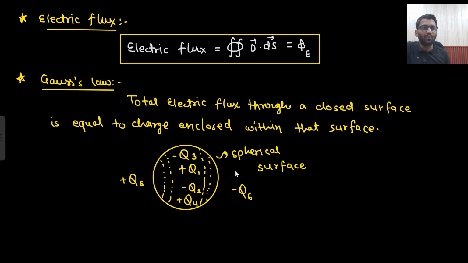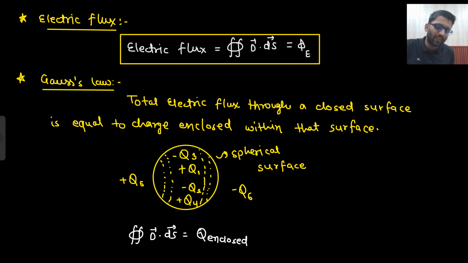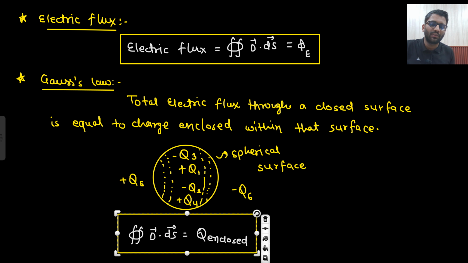Now there is a law called Gauss's law. I hope you must have studied it. What does it tell? It tells that the total electric flux through a closed surface is equal to the charge enclosed within the closed surface. So Q enclosed I am writing. This is what Gauss's law says: total electric flux through a closed surface is equal to the charge enclosed within that closed surface.